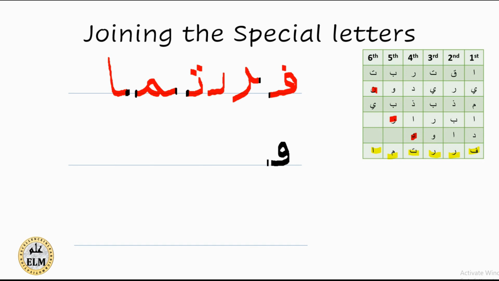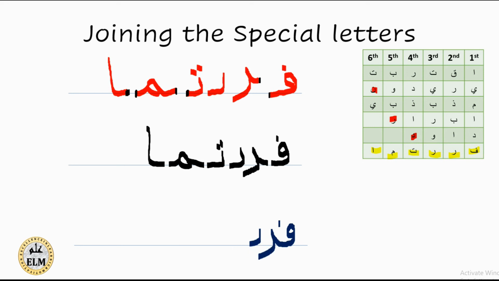This is fa, and then bring the ra down, so the joining point of ra comes in line with this one, this and this. This is ra, then this ra, and then ta, and then mim, and then alif. Now let's join them and write them together properly. Fa, ra, ra, ta, mim, and alif. So that's how you would join this word.